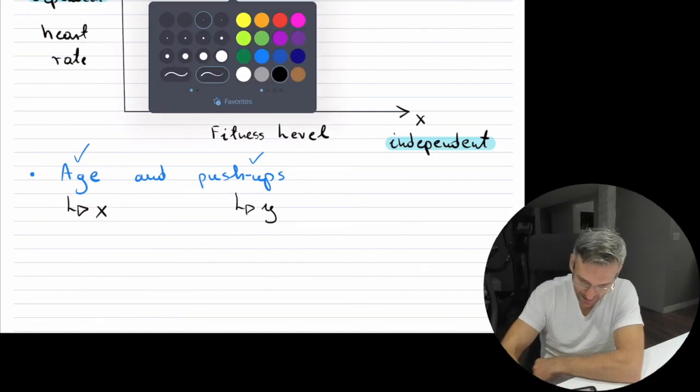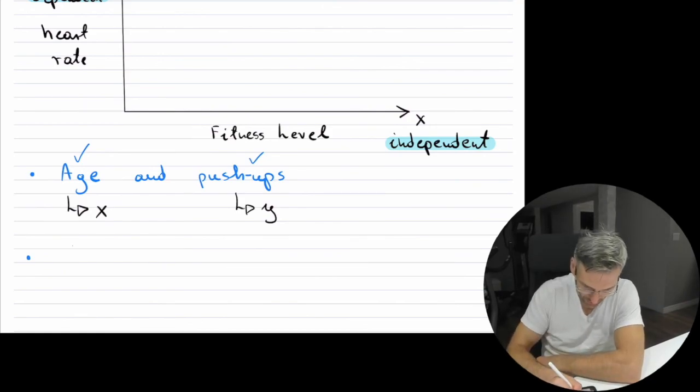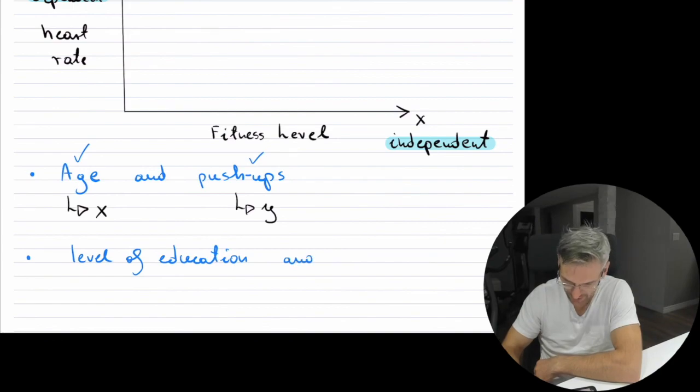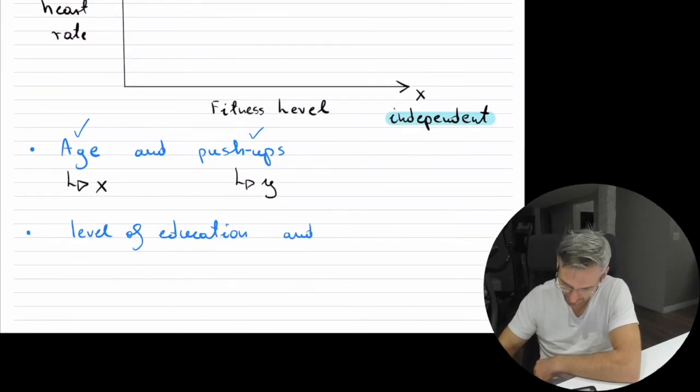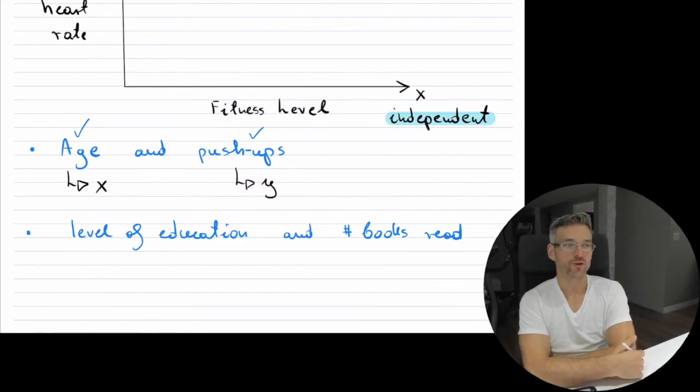Here is another example that you may run into. Let's say your level of education. This is one of my favorites. So level of education, and for instance, the number of books that you read, let's say in 1 year. So again, you can decide which one is dependent and which one is independent? What do you think?